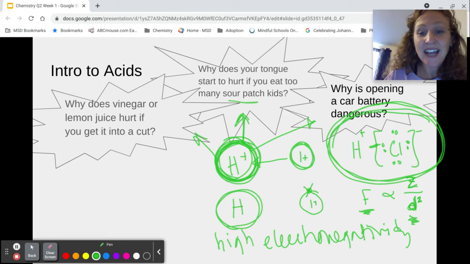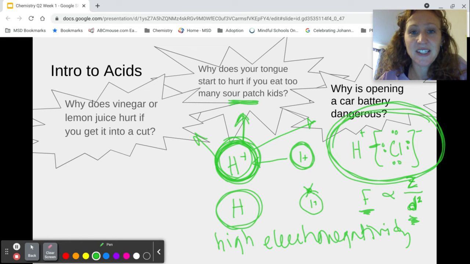The citric acid that's in Sour Patch Kids is going to attack your tongue cells and actually kill them off a little bit. And then your tongue starts to hurt. And it's like, hey, man, back off. Maybe don't eat so many Sour Patch Kids.